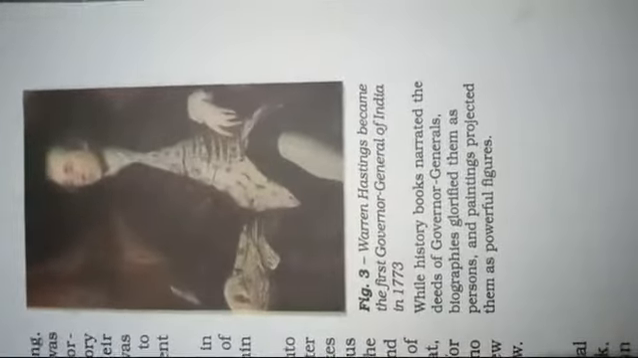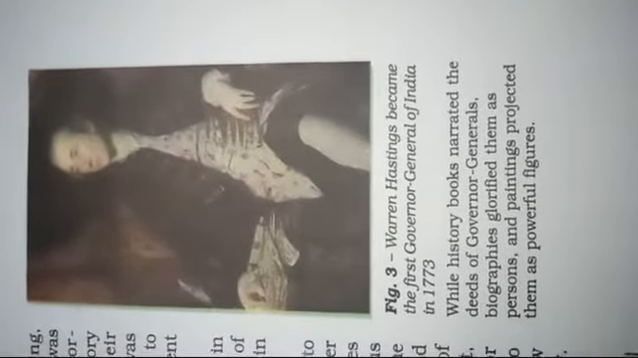The first Governor General of India was Warren Hastings, and he became the Governor General in 1773. Later on, the post of Governor General was changed into Viceroy. Who was the last Viceroy of India? Lord Mountbatten. And who was the first Viceroy of independent India? Lord Mountbatten.